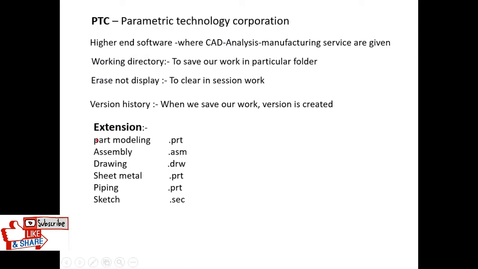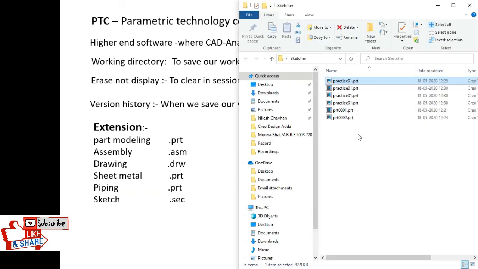Now we have file extensions: part modeling is .prt, assembly is .asm, and for drawing it is .drw. For sheet metal and piping, it is .prt for both, and for sketch we have .sec. Now here you can see that the part file has the .prt extension.